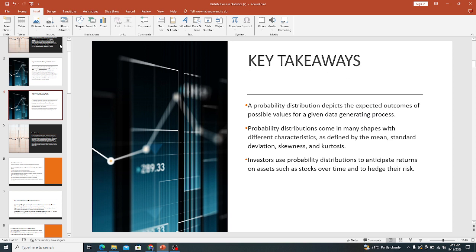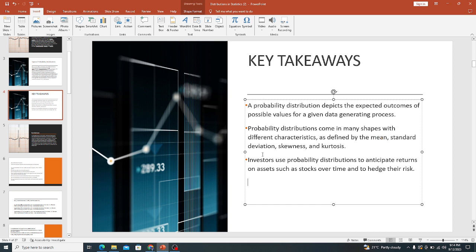Good. Now let's continue. So, takeaways of what we've already discussed. A probability distribution depicts the expected outcomes of possible values for a given data generating process. Also, probability distribution comes in many shapes with different characteristics, and it can be defined or affected by these four factors: the mean, the standard deviation, skewness, and kurtosis.